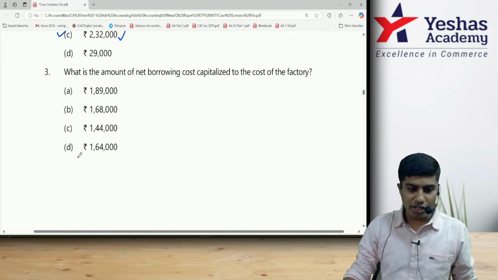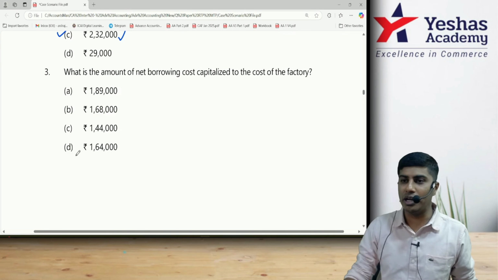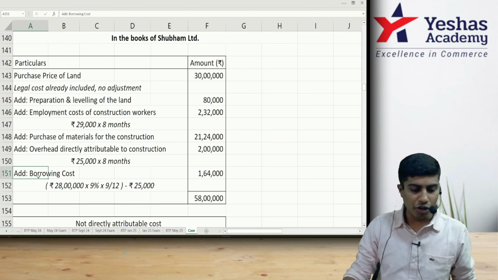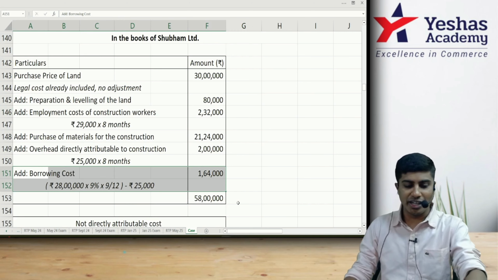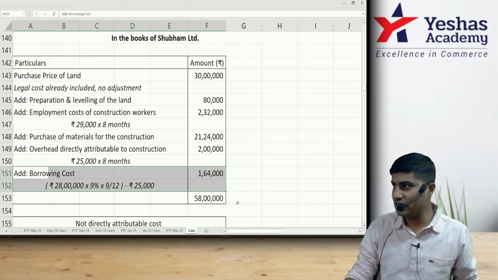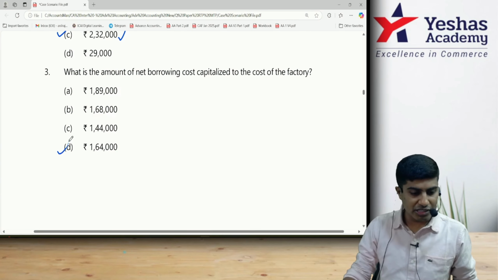Come to the third one. What is the amount of net borrowing cost to be capitalized to the cost of the factory? Borrowing cost to be capitalized. Net they've asked. That is after deducting 25,000. 1 lakh 64 is the answer.